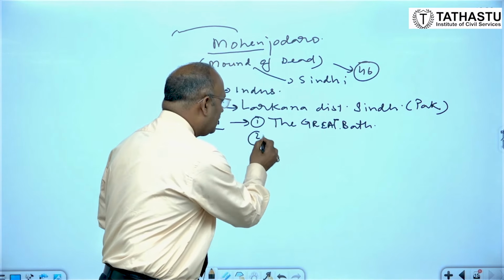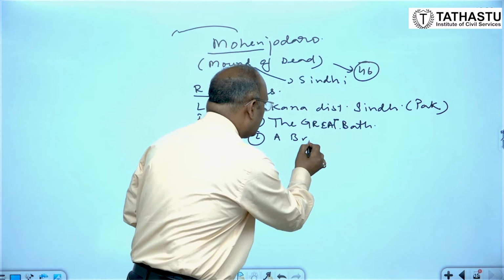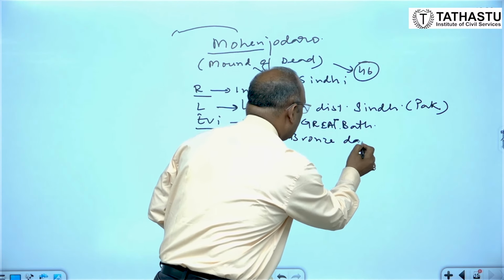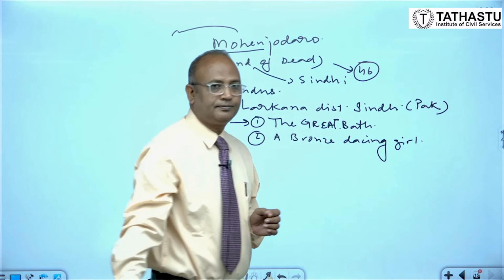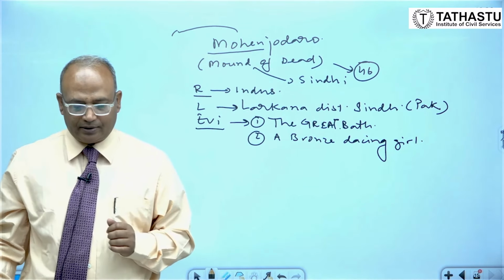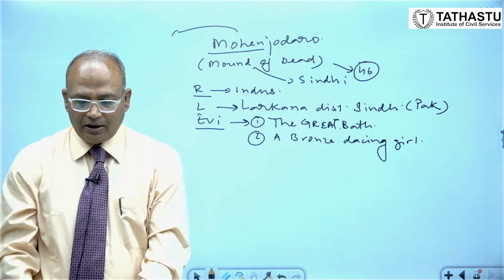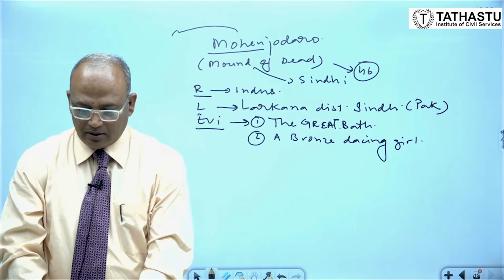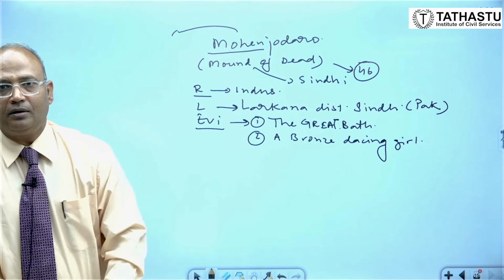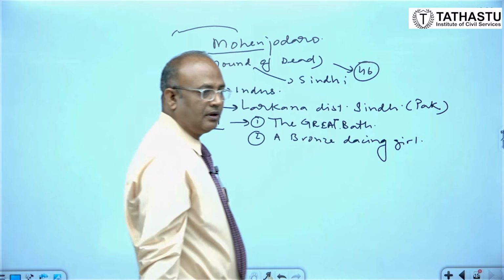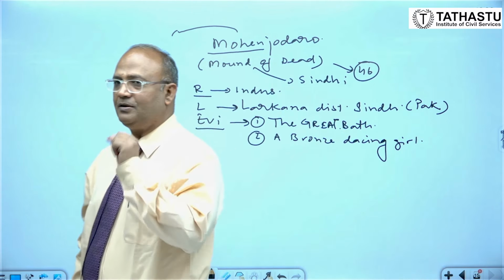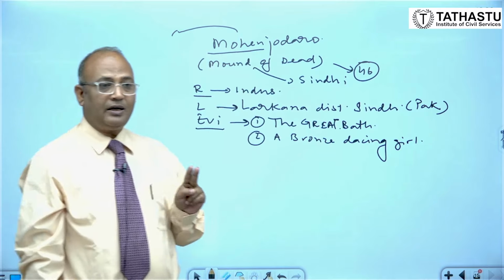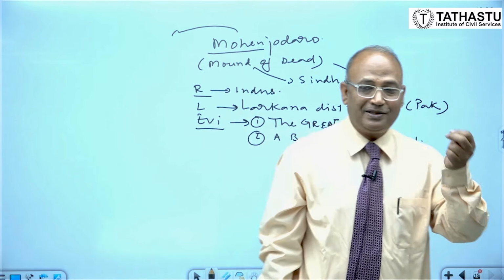Another thing we have got, one object, that is a bronze dancing girl. Okay, we will also discuss the metal. It is showing the metallic knowledge of the Harappan civilization. It is showing the art and artistic quality of the Harappan civilization.